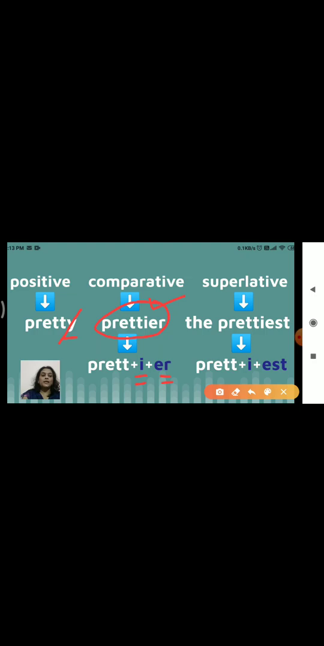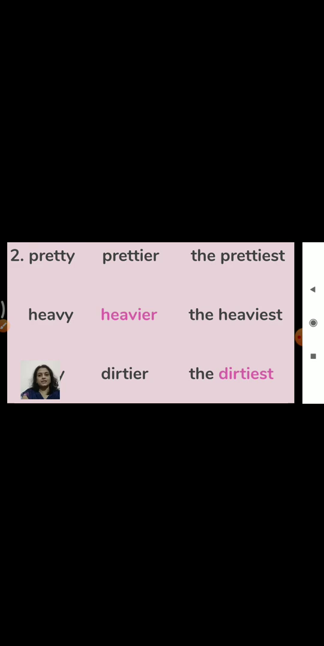And now how will the superlative degree be formed? Same way, we cut down the Y. We added I and EST. And we got our word prettiest. Okay, so in this way, we have our comparative and superlative degree formed. Pretty, prettier, the prettiest.